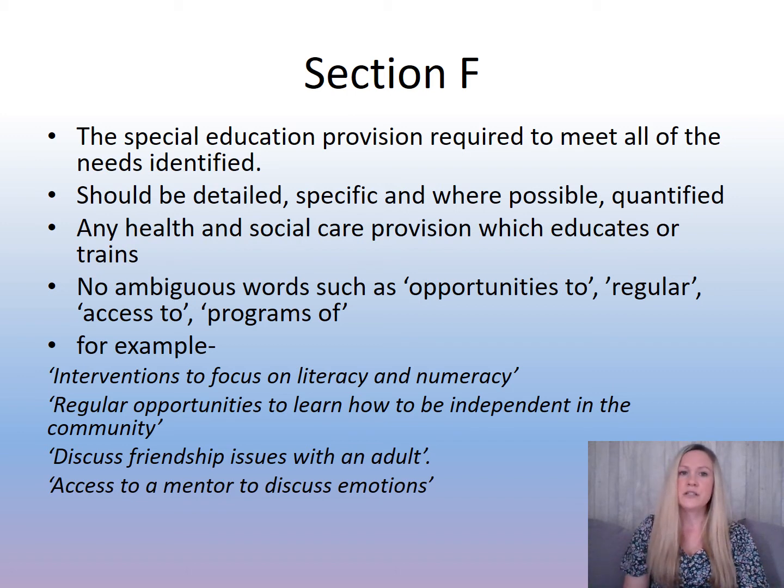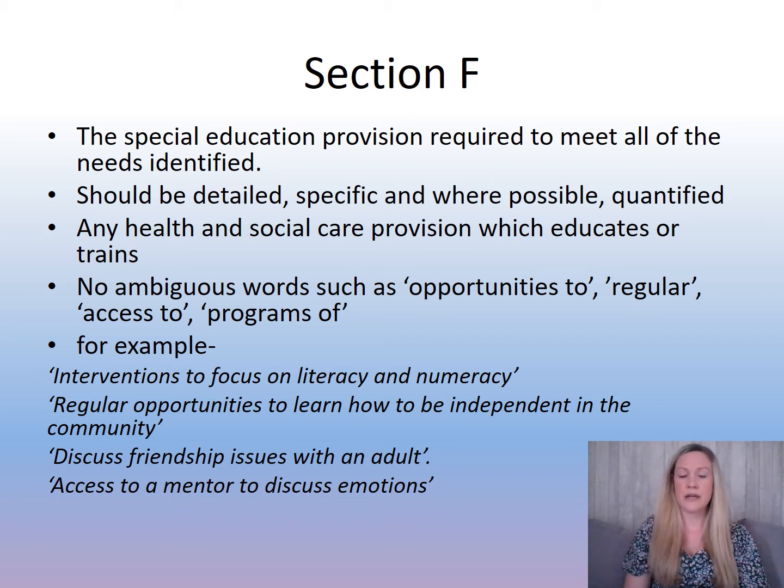So in section F, you shouldn't see ambiguous words such as opportunities to, regular, access to, programmes of, are just a few examples. So some bad examples really are interventions to focus on literacy and numeracy. You know, what are those interventions? How often are they having them? Who's delivering them? Regular opportunities to learn how to be independent in the community. What's regular? How often are these opportunities going to happen? What are the opportunities? And who's supporting this child or young person to do this?